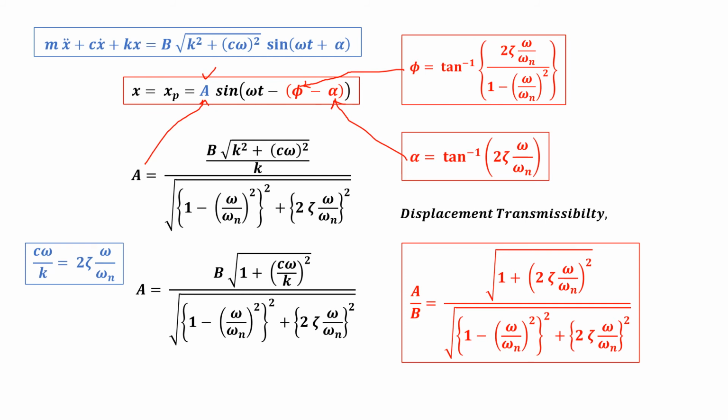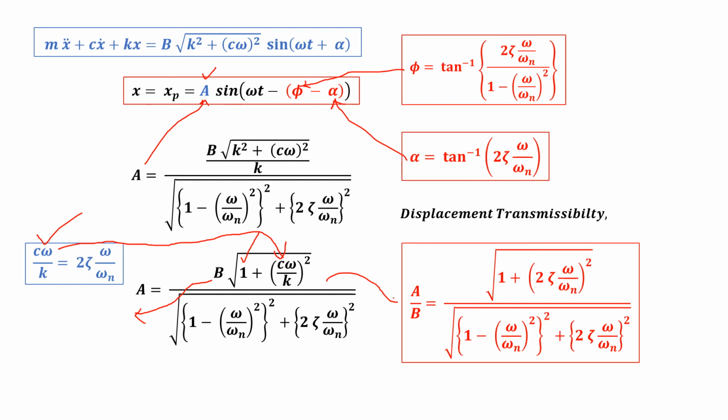So what we do, when we take k inside, the numerator becomes 1, and in the square root terms we have (c omega by k) whole square. Now we have already solved that c omega by k is equal to 2 zeta omega by omega n. Let us substitute it here, and the denominator term remains the same. And let us take b here in the denominator.